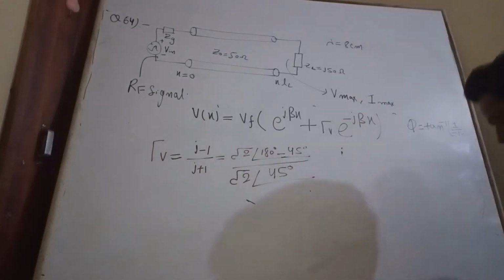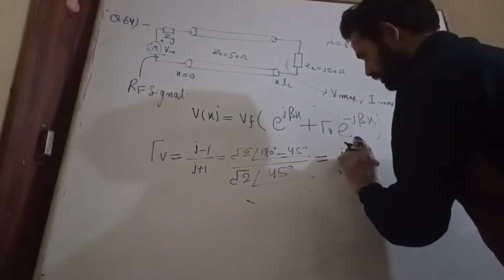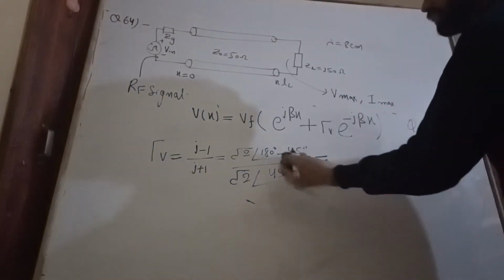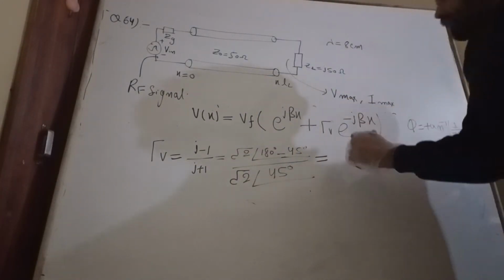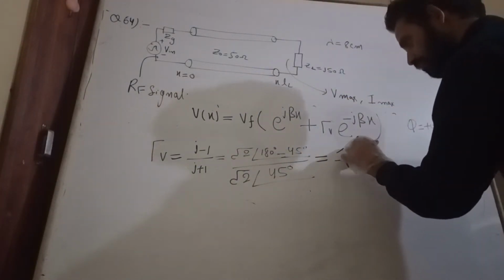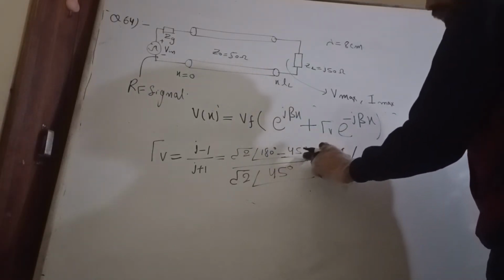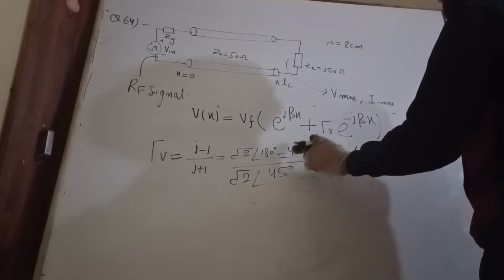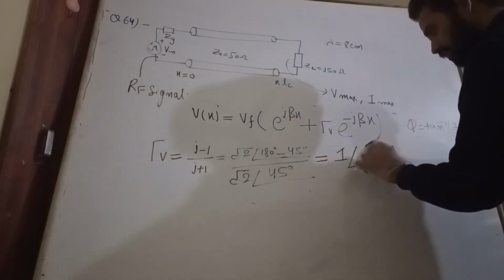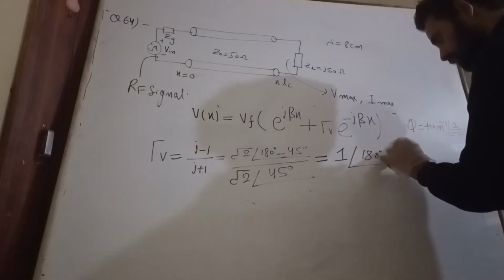Now see what this is. This is root 2, that will get cancelled. So this will get cancelled and we are left with 180 degree minus 45 degree, this is 45, this will come up. How much is this? 180 degree minus 90 degree.